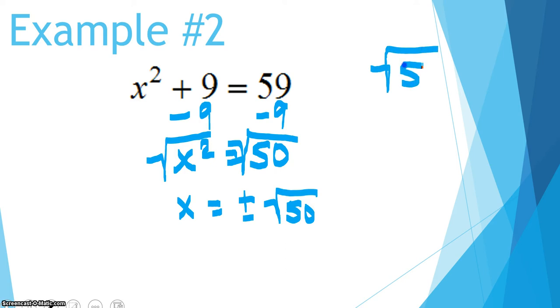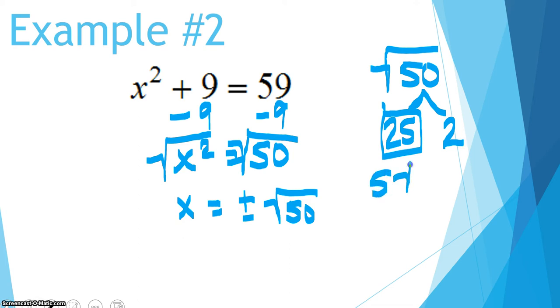So to simplify the square root of 50, I think, what is the largest possible perfect square that goes into 50? Well, that's 25. So that's my perfect square, 25 times 2. So I'm going to take the square root of 25, which is 5, and put the 2 back under the square root. So now my answer is x equals plus or minus 5 square root of 2.